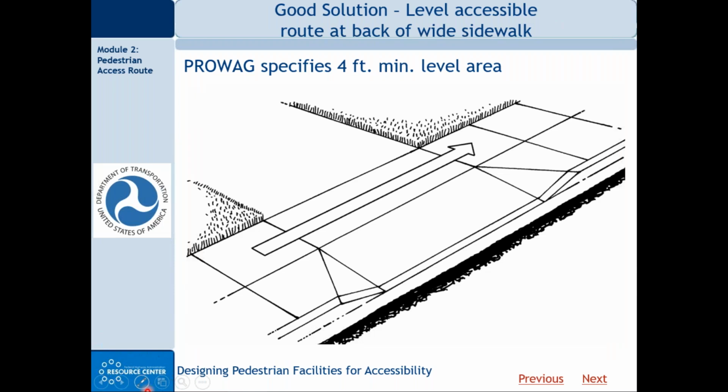Maybe put a level route at the back of a wide sidewalk if you have a wide sidewalk. So notice here, this would be the PAR, this strip where the arrow is. The pedestrian circulation route is from the back of curb to the back of sidewalk. So in this case, the PAR is contained within the pedestrian circulation path. So with this accessible route available, the pedestrians with mobility assistive devices don't have to cross the grade breaks at the driveway or negotiate the cross slope at the driveway.